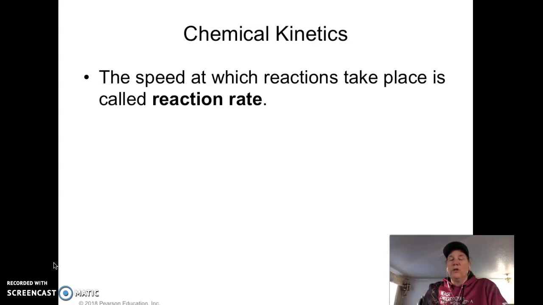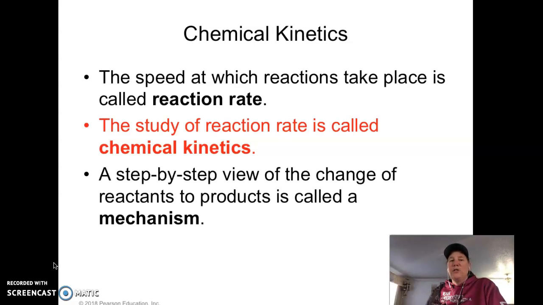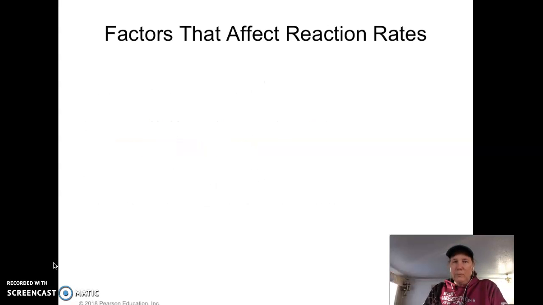actually calculate it. So we're going to look at some of this stuff as far as what happens when you have a chemical reaction and things you can do to change the rate at which it occurs. Okay, so the study of reaction rate is called chemical kinetics. You have a step-by-step view of the changes, and basically you start with all reactants, you have no products, and then as the reaction occurs, you use up the reactants and you end up with products. And so they have a mechanism, and it goes step by step how you change from one to the other.